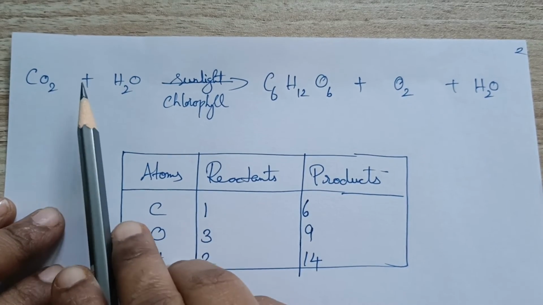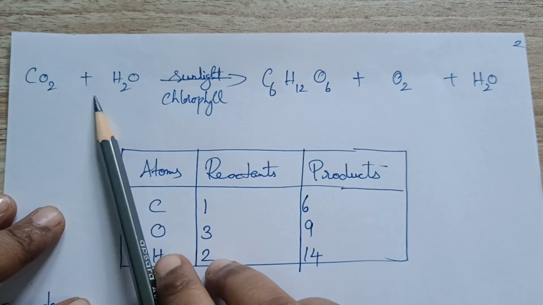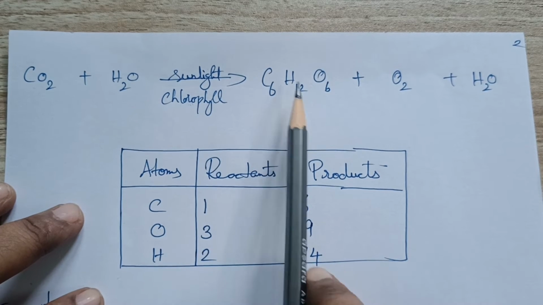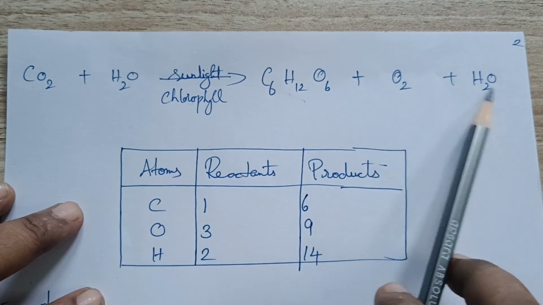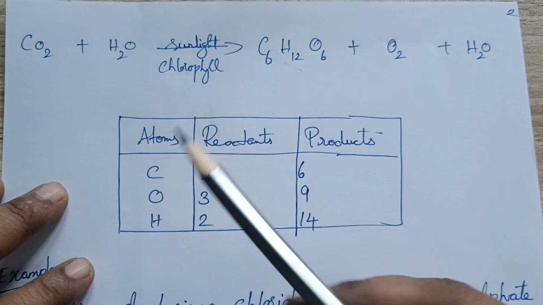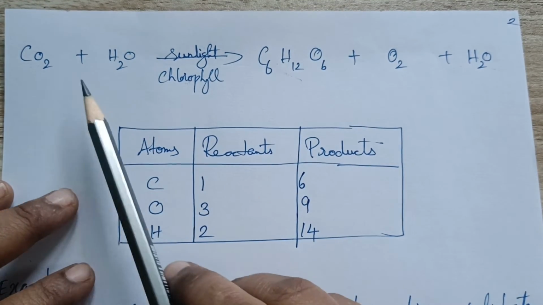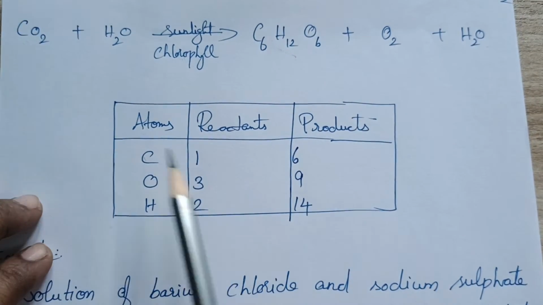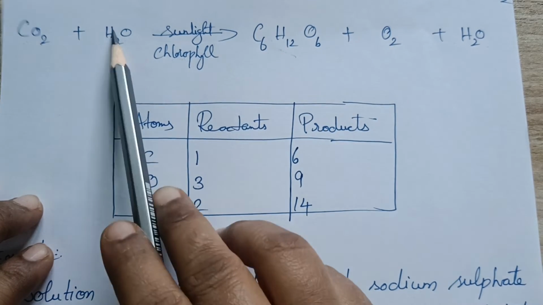This is CO2 plus water. Just now I told you about the photosynthesis process: carbon dioxide plus water in the presence of sunlight and chlorophyll gives glucose plus oxygen, right? First we'll try to balance the equation, then mention the states. What elements are present? Carbon, oxygen and hydrogen. On the reactant side, 1 carbon, oxygen is 2 plus 1, 3, and hydrogen is 2.